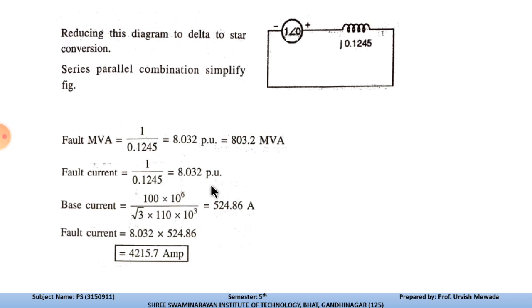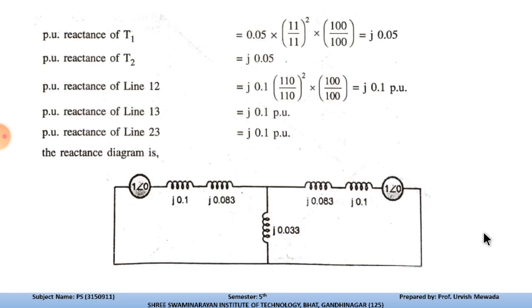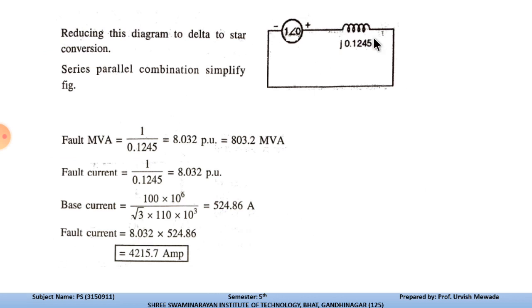Reducing this diagram, over here we have series and parallel connections of the reactances. So the equivalent reactance will be 1 at angle 0, j 0.1245. Reducing this diagram, with the delta to star conversion that we have already discussed, and then the series-parallel combination simplification, we will have this equivalent circuit. Then the fault MVA will be 1 pu for the given system, divided by 0.1245. So the fault MVA will be 803.2 MVA, and the fault current is 1 divided by 0.1245, that is 8.032 per unit.